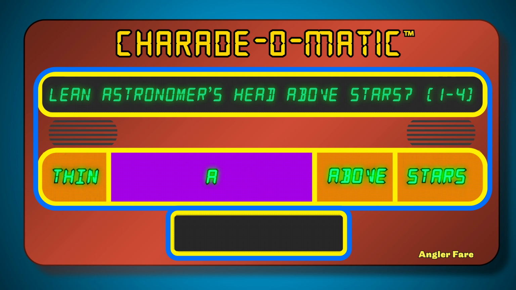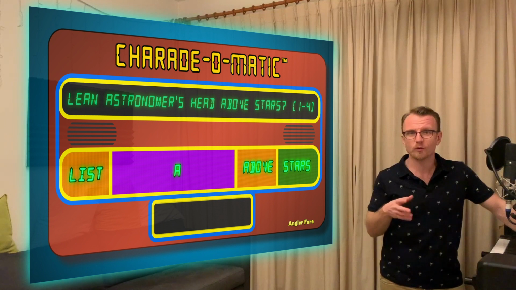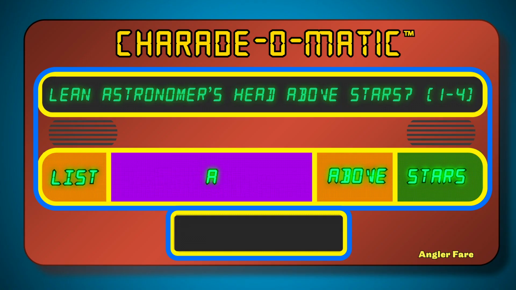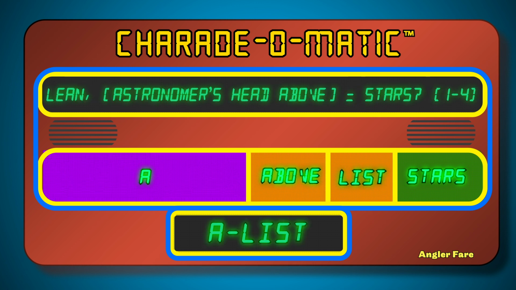Thin? A thin? As I mentioned, it's rare that a word will maintain the same part of speech that it has in the surface meaning of the clue. In lean astronomer's head, lean presents an adjective, but with a verb, we've got a lot more options. To lean could be to angle, to tilt, or to list. Word order too is completely irrelevant. Syntax doesn't matter when your words are just building blocks in a wall designed to obscure the meaning. So lean astronomer's head above actually means astronomer's head above lean. Just imagine it's missing punctuation.